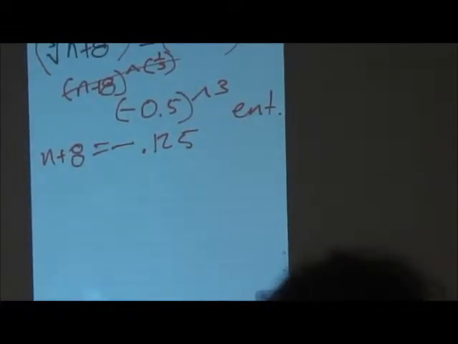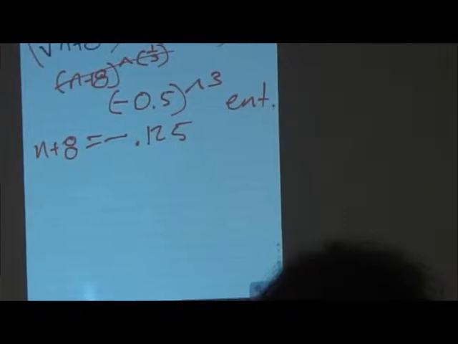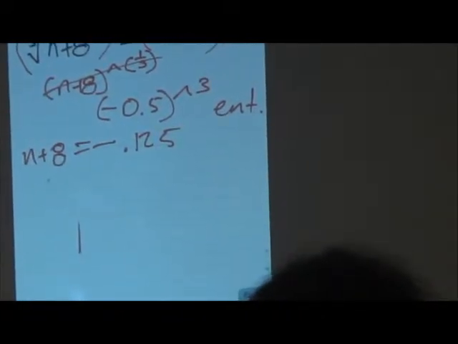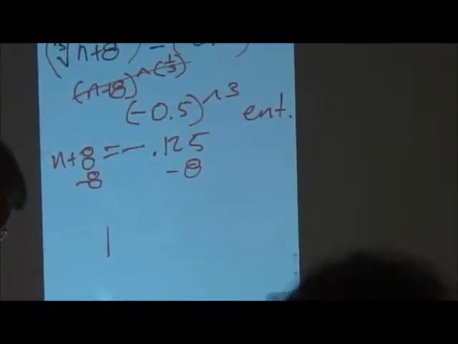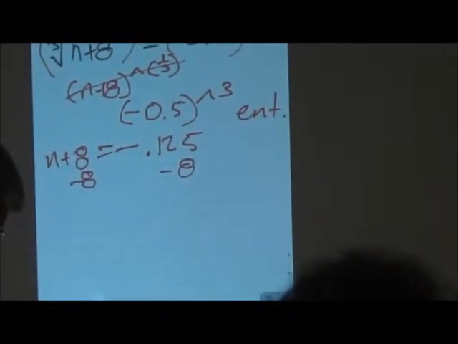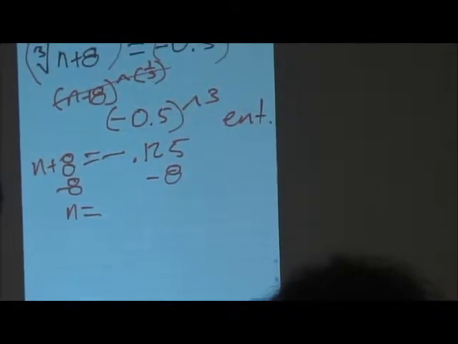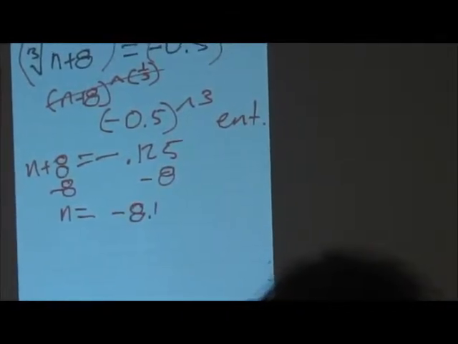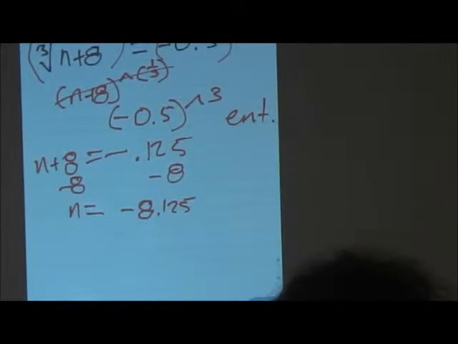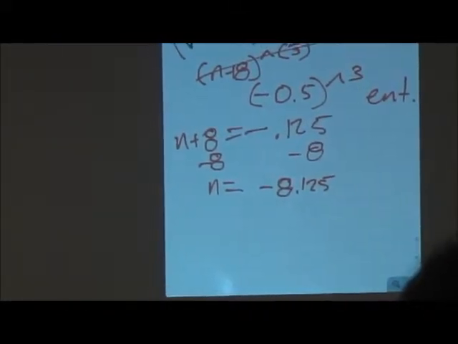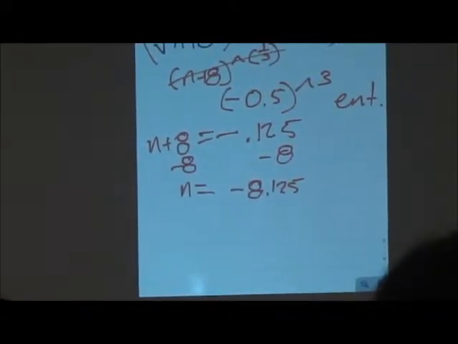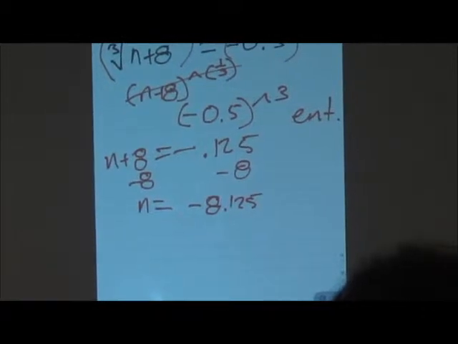Okay, and then from algebra, you know that we could just subtract 8 from both sides. So we're going to subtract 8, and we end up with n equals -8.125. And that's the answer to number 3. So you see that one we're going to have to take something to the third power in order to get that, and that's how that problem works. Let's flip the page and go on to example 2.